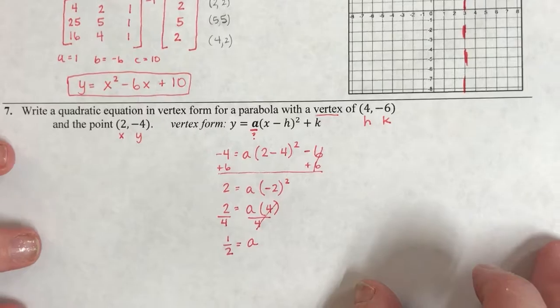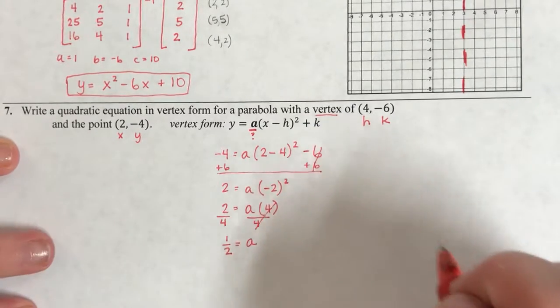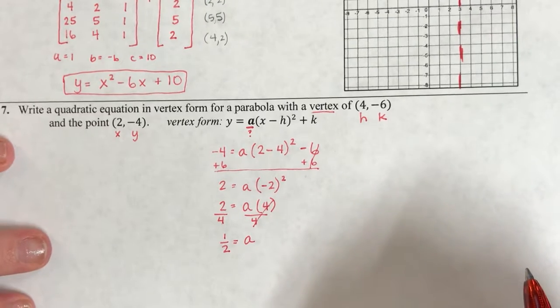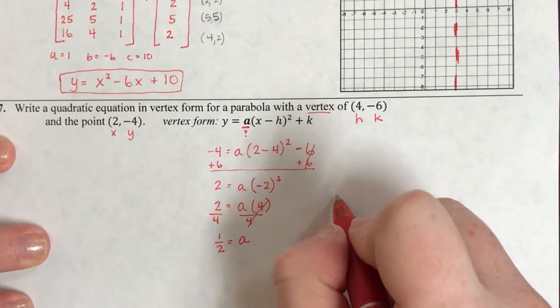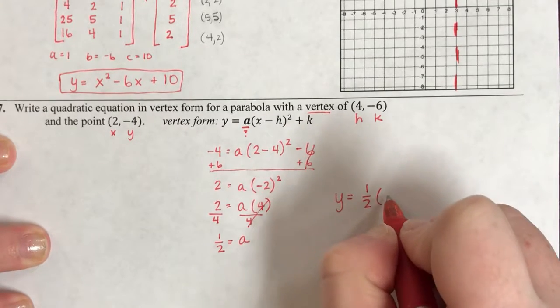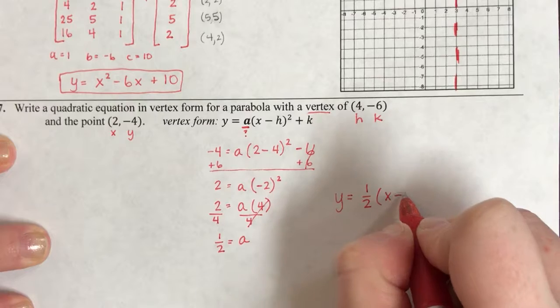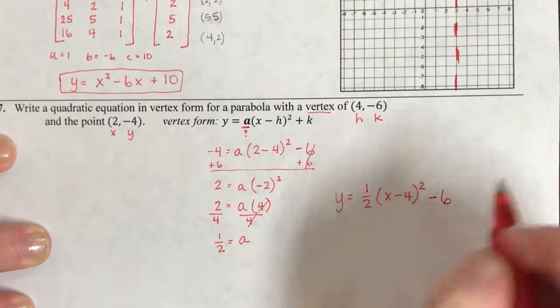Now I just need to write the equation. So I'm plugging in the a, the h, and the k because those are the things that make this specific to this situation. So y equals 1/2 (x minus 4) squared minus 6.